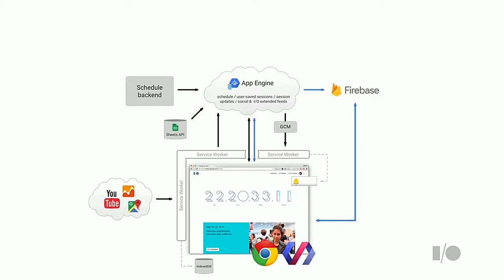Lines in blue are authenticated requests. So we have Google Sign In. You can log in and personalize a schedule for I/O. For our backend, for that, we're using Firebase, which is a really, really amazing real-time database in the cloud.